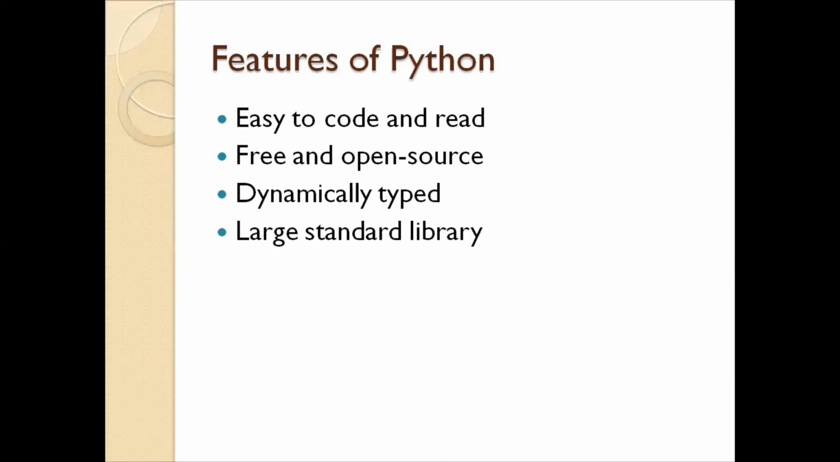Now, it's free and open source. Free and open source means it is freely downloadable. We don't have to pay anything. That is free and open source. Now, dynamically typed programming language. That is an important line. Dynamically typed. What do you mean by dynamically typed languages? I'll show you by typing the code.